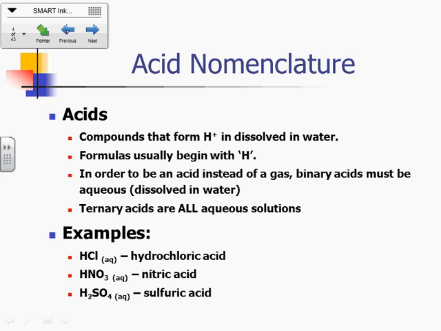So let's go back here for a second. Which ones on this list are binary? Just the HCl, right? You guys see that? Because there's hydrogen and then there's chloride. Those are the only 2 elements there.